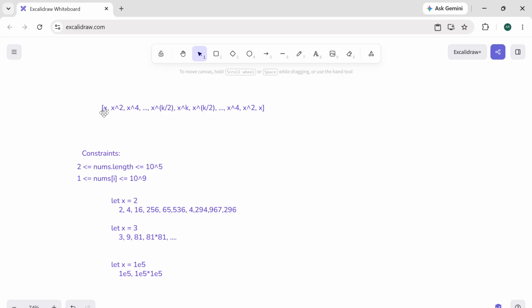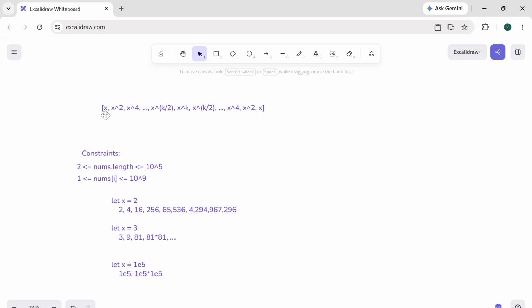We need to follow this pattern, so firstly understand it. See, the powers are powers of 2. The power of x is a power of 2. You can see initially x, then x squared, x to the 4th, then 16, 4 into 4, then 16 into 16. So this is your power of 2.